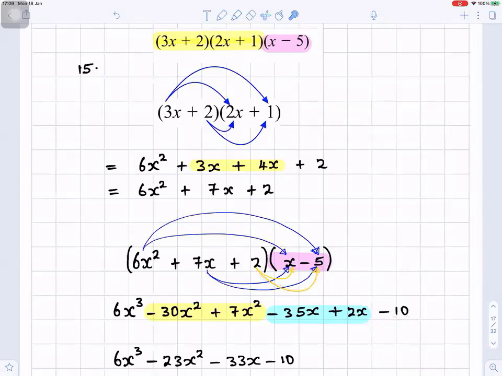Now we collect like terms. I've put in yellow the x squared terms because they are like terms. So minus 30x squared plus 7x squared is minus 23x squared. And in this turquoise, minus 35x plus 2x gives you minus 33x. So your final answer is 6x cubed minus 23x squared minus 33x minus 10.